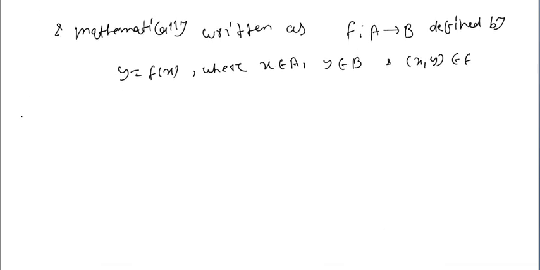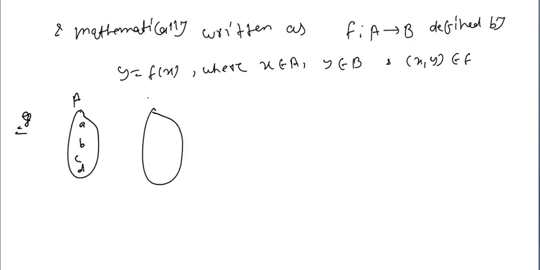Just consider an example. Suppose you have a set A, which has elements a, b, c, d. And set B has elements 0, 1, 2, 3, 4, 5. Suppose a is associated with 1, b is associated with 2, c is associated with 4, and d is associated with 3.